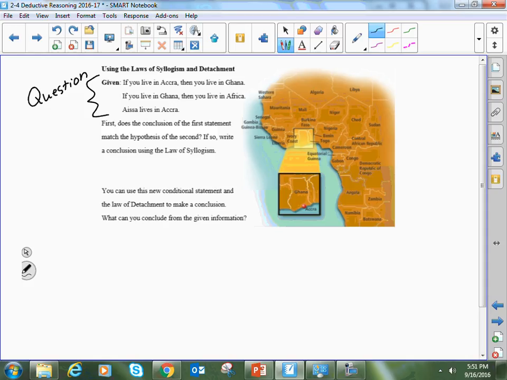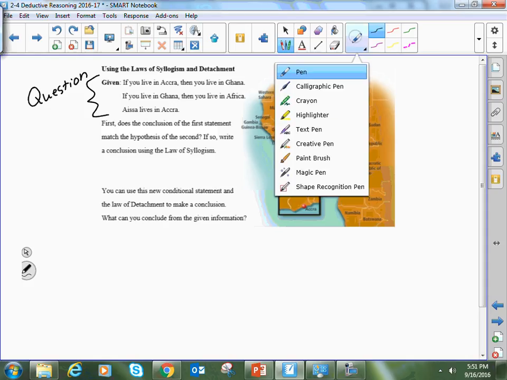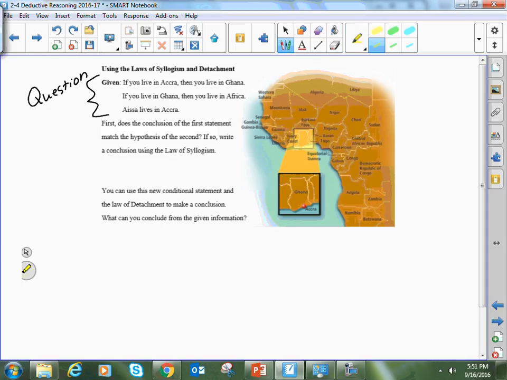So the first question: does the conclusion of the first statement match the hypothesis of the second? Well, let's see, does it? The conclusion of the first statement says, you live in Ghana. The hypothesis of the second statement says, you live in Ghana. Those are pretty identical to me. So here, we're answering this question. Yes, they do. So because they do, we can write a statement based on that.